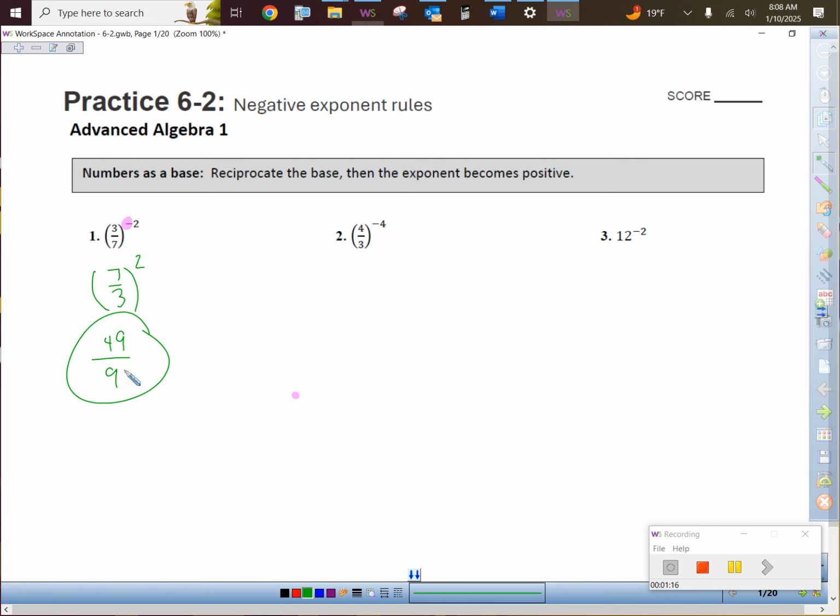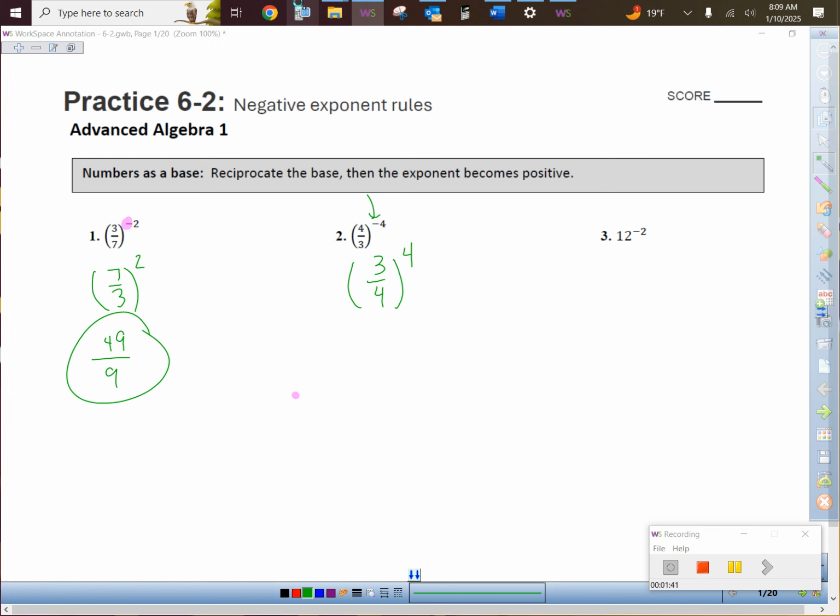So let's do this again. Here's how you need to start talking to yourself. This is why I like this chapter, because you really have to talk yourself through it. Are there negative exponents? Yes or no? Yes. So we'll reciprocate the base. That will be 3/4. It will be raised to the positive 4th.